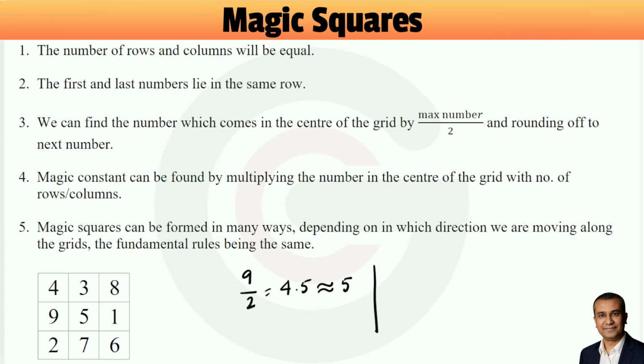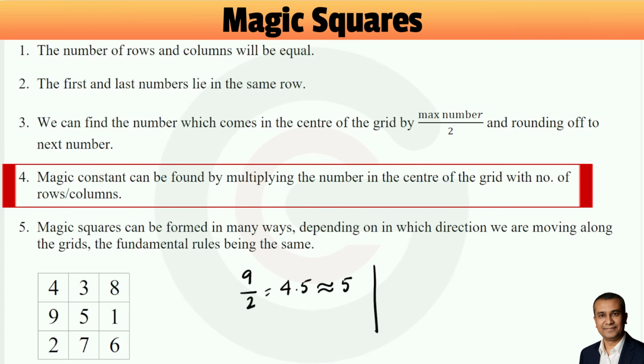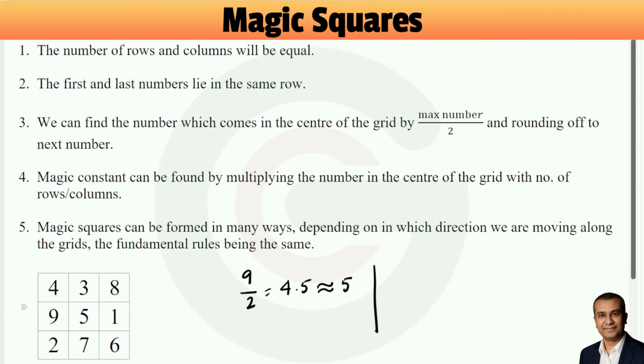Next, property number 4. The magic constant can be found by multiplying this number which comes in the center of the grid, that is 5, multiplying with, because this is a 3 by 3 grid, so multiply with the 3.